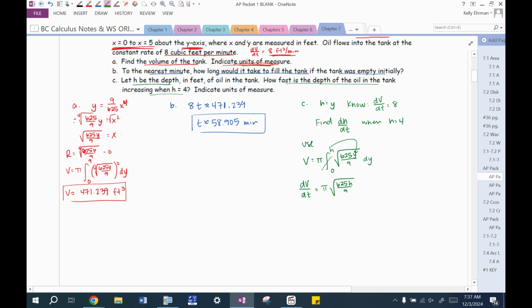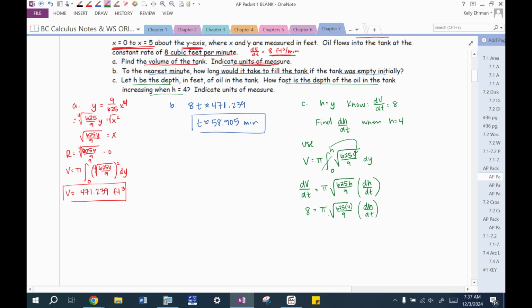625h over 9. And then here's the other thing. Remember, because this is h and this is not a t, and we're taking the derivative with respect to t, we have to chain rule that says times dH/dt. So that's where that comes into play. I have a number for dV/dt. It's 8. They told me to find dH/dt when h was 4, so now I have that. Put that in for h, and solve this for dH/dt.